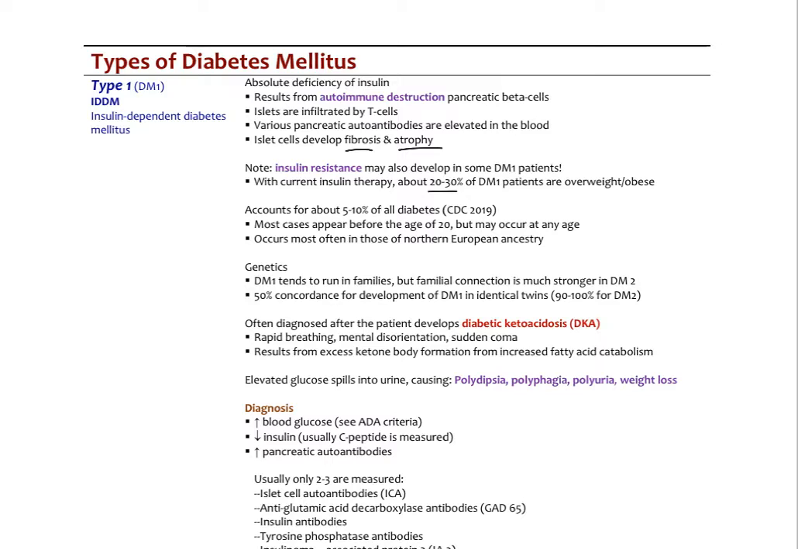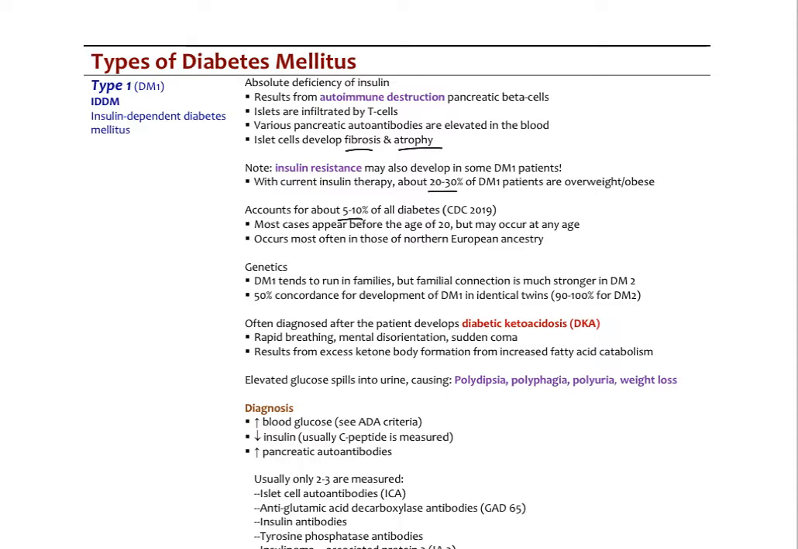Type 1 diabetes accounts for about 5 to 10%, according to the CDC in 2019, of all different types of diabetes. So not very common, but it has the most severe complications if not addressed appropriately. Most cases appear before the age of 20, but again, as I mentioned, they can occur at any age, and it occurs most often in those of Northern European ancestry.